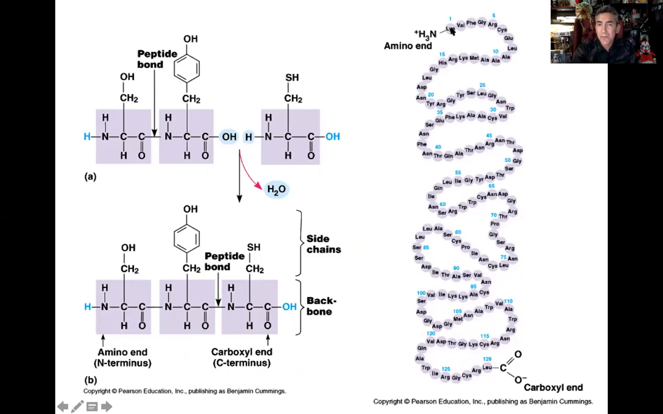What this picture is trying to represent, these little pink or purple circles, are individual amino acids. These have bonded together by dehydration synthesis to make this long chain of amino acids. So that is the primary structure of the protein.